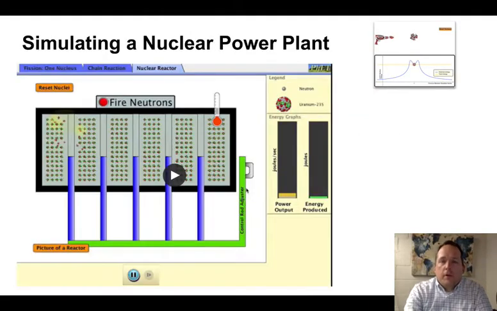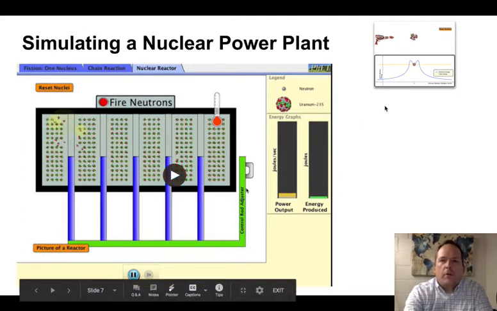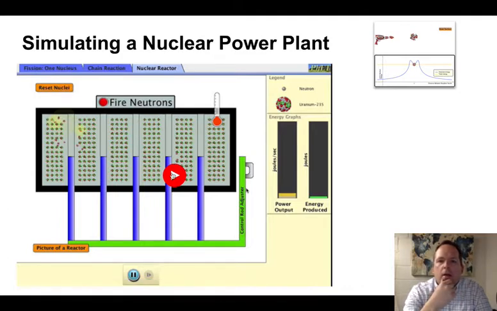So the PhET simulation that we looked at last time with nuclear fission actually has a third tab, and it is a simulation of a nuclear reactor. If you want to play around with it, the simulator is linked up there on the link at the top of the slide. Again, it is an older Java-based simulation, so you have to be able to work around that on your computer.